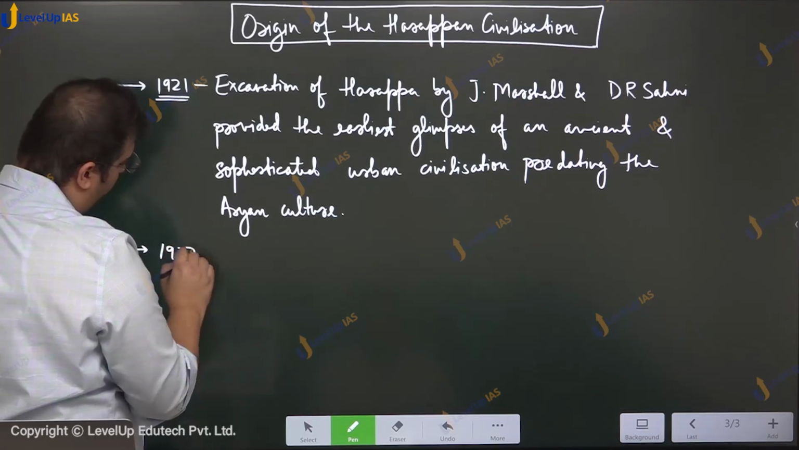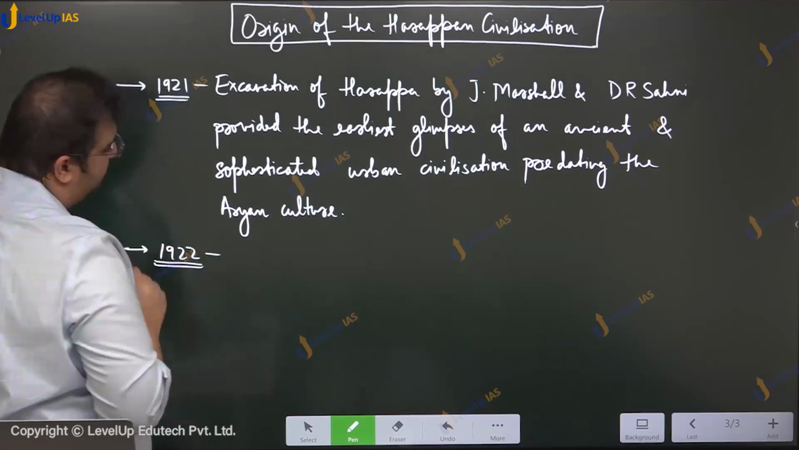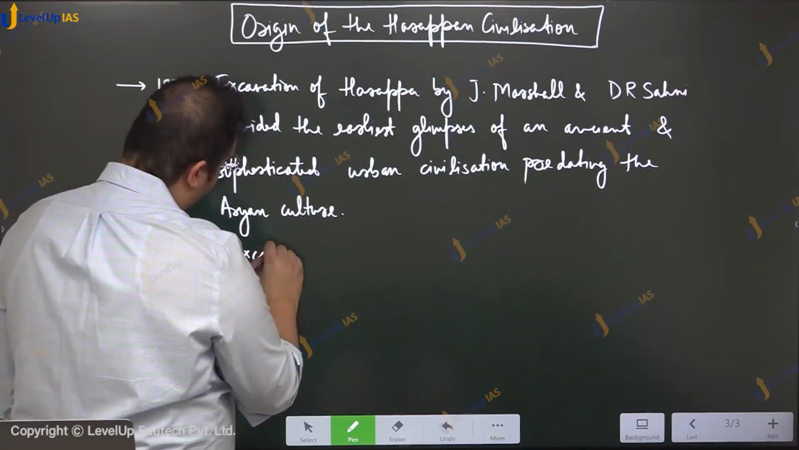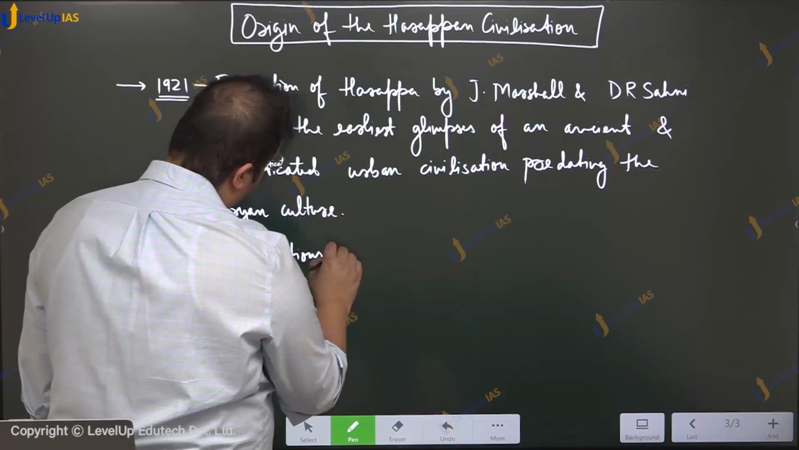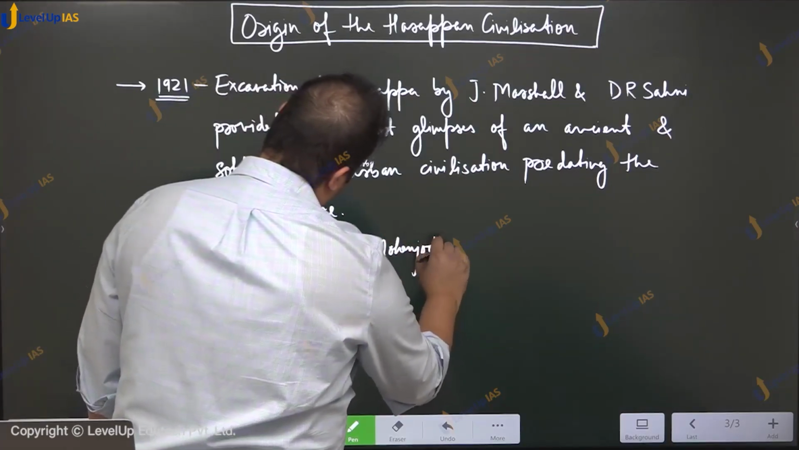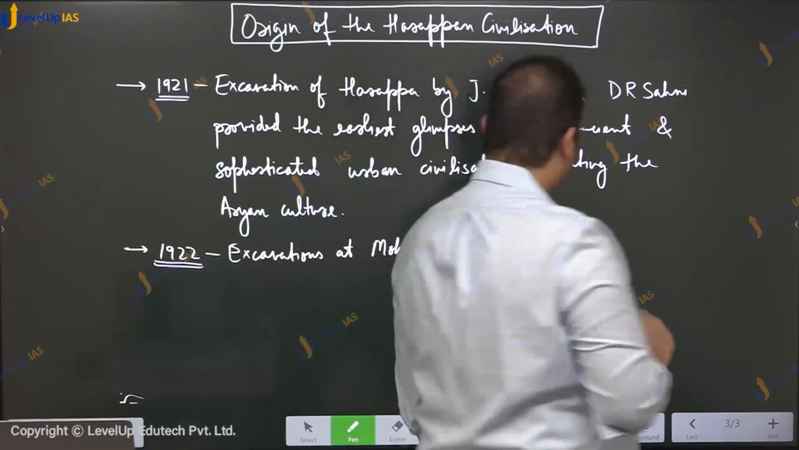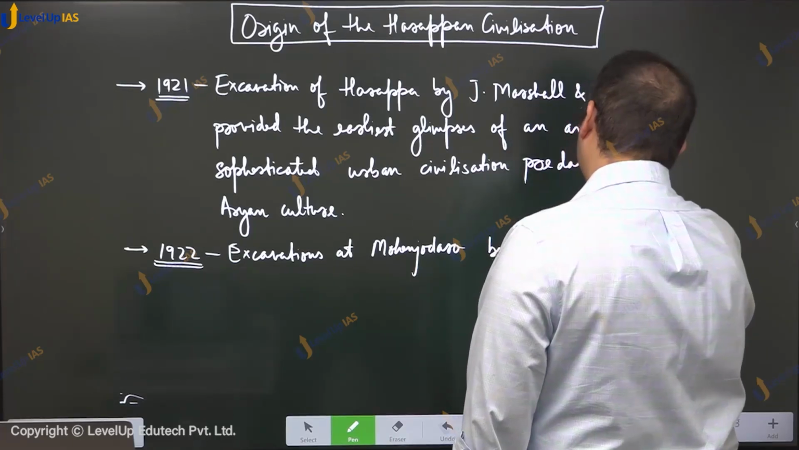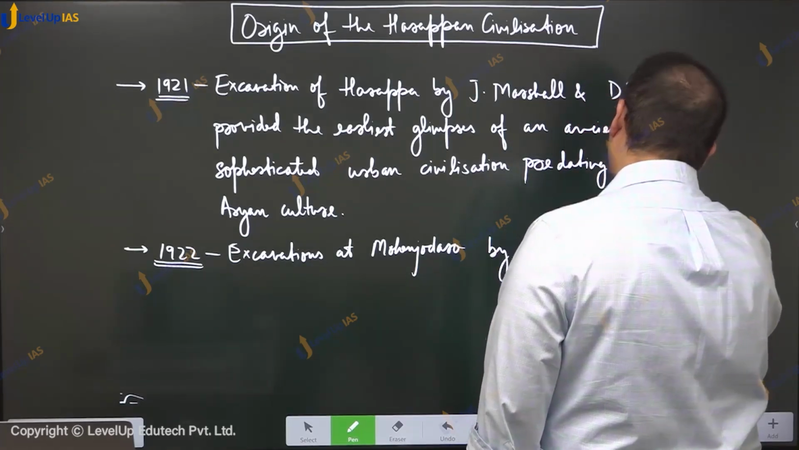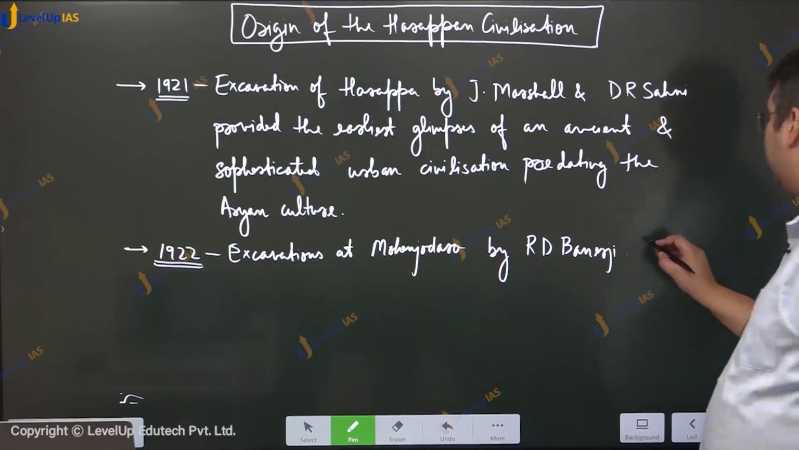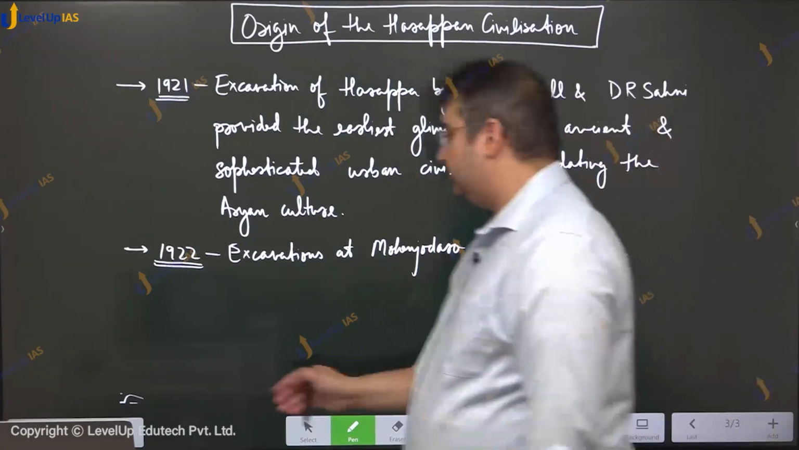In 1922, this was followed up by the excavations at Mohenjo-daro by Rakhaldas Banerjee, by R.D. Banerjee. Full stop. Next point.